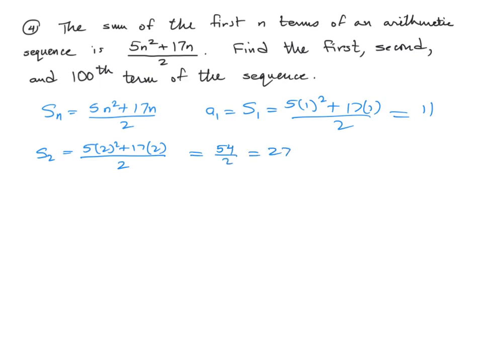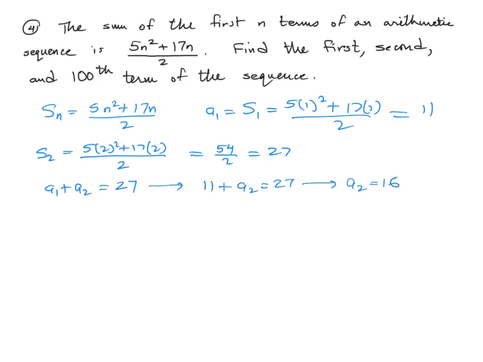But remember, that was the sum of the first two terms. So the first term plus the second term. So really what we're saying is that A1 plus A2, that's equal to 27. But since we already know what A1 is, it's 11, I can calculate A2 by substituting. So we're saying 11 plus A2 equals 27. Basically, A2 is now going to be 16 after we subtract.